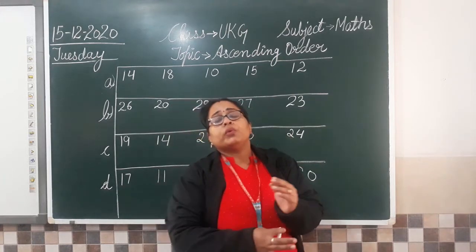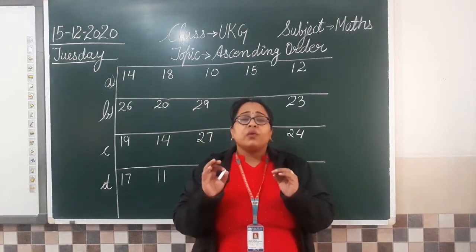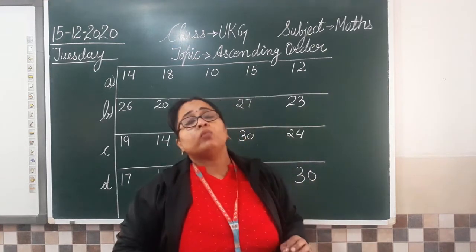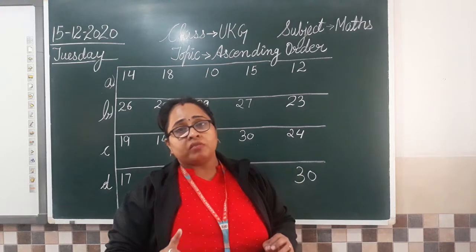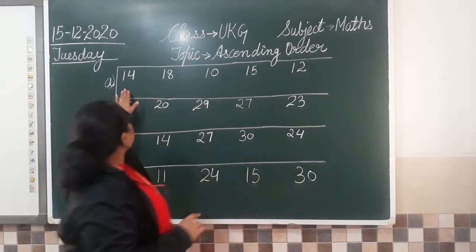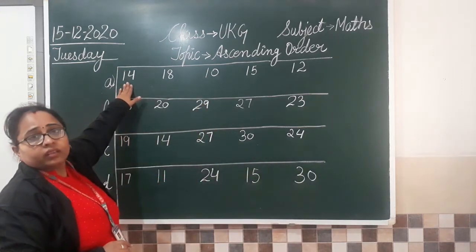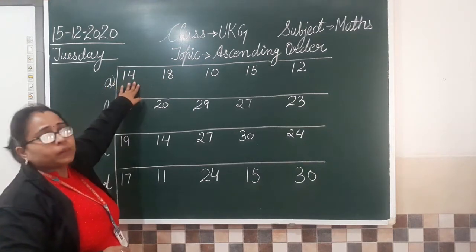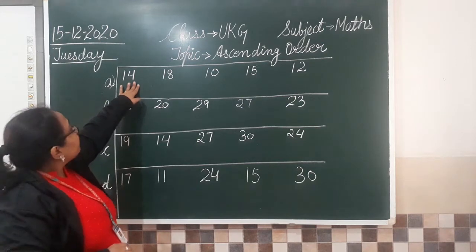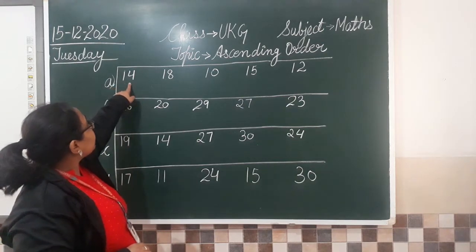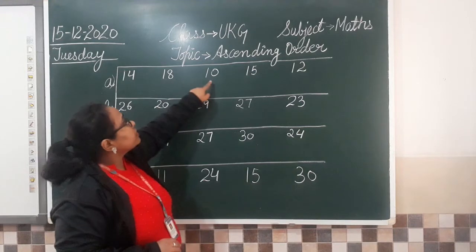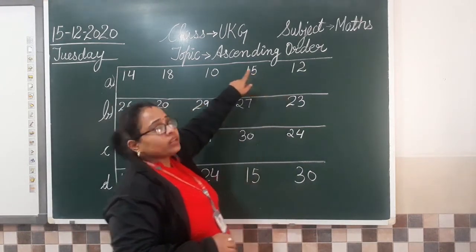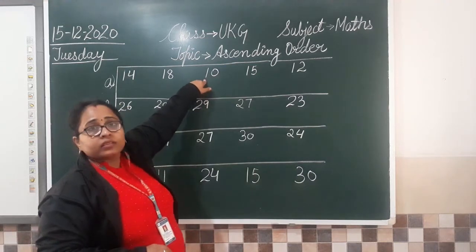So these are the numbers given to you. What you have to do is you have to start writing them all in ascending order and we will begin with the smallest number first. So which is the smallest number given in these series? Can you tell me? If we talk about A, which is the smallest number given here? Let's repeat the numbers. 14, 18, 10, 15, 12. So the smallest number we have is 10.